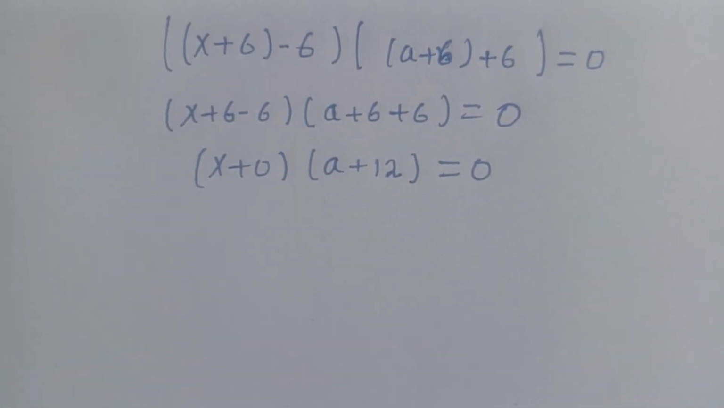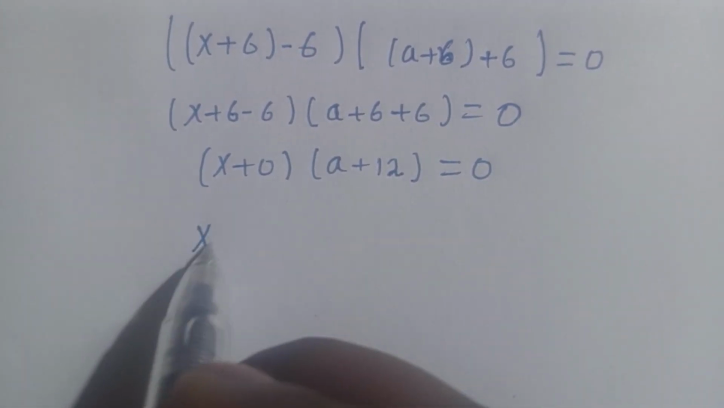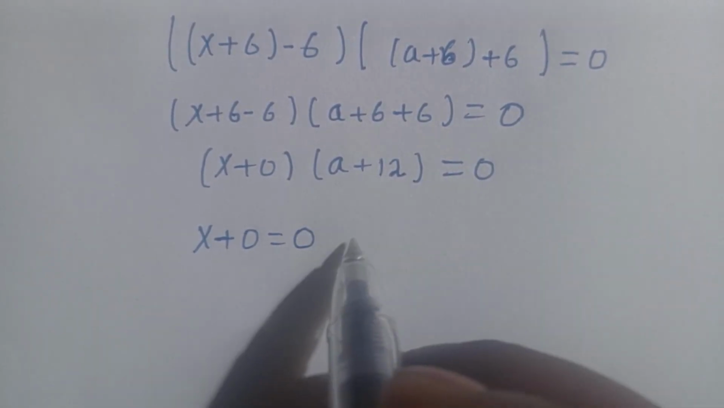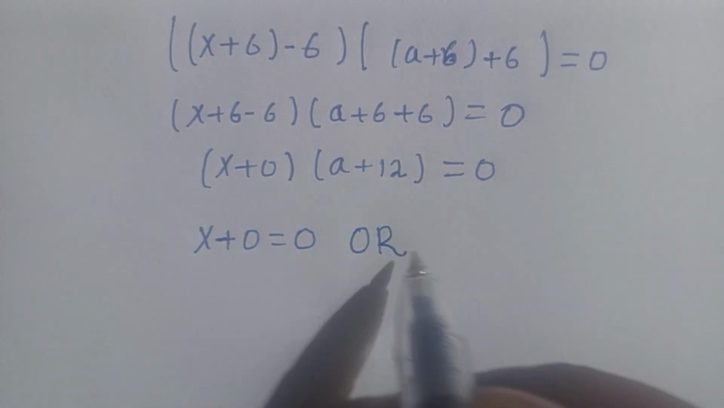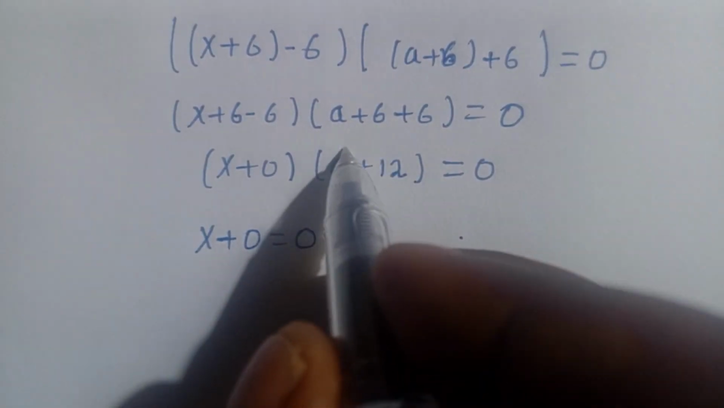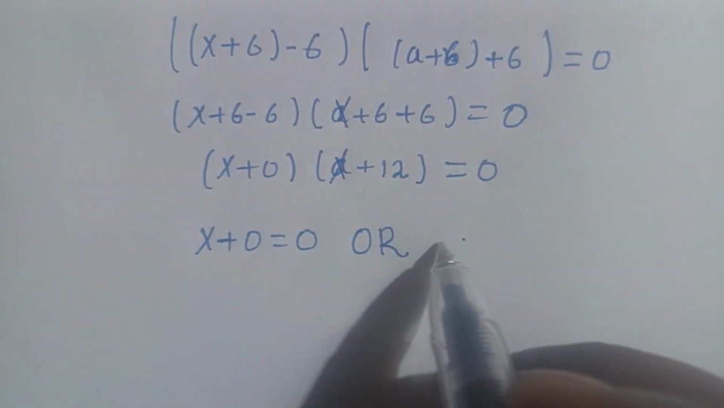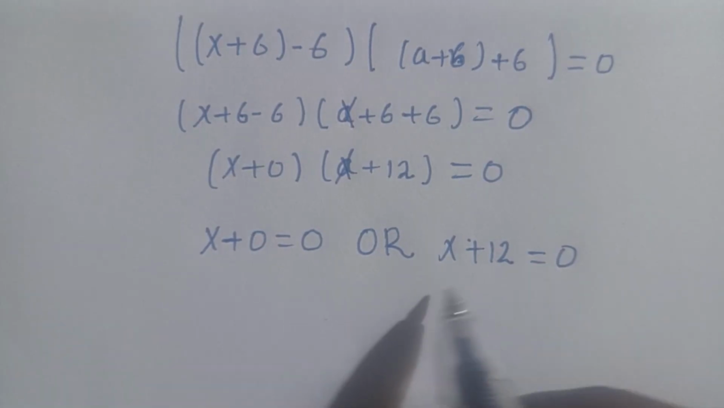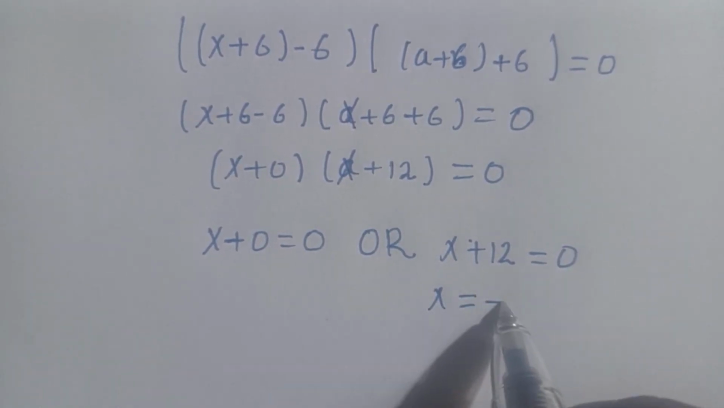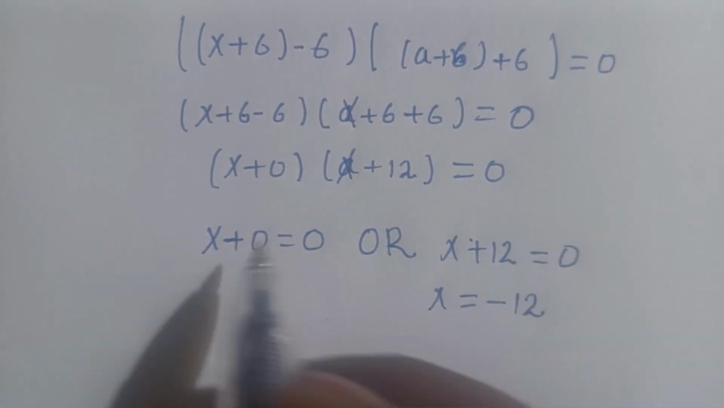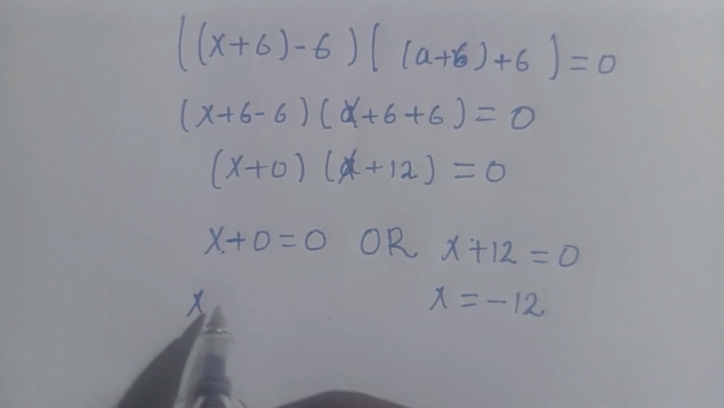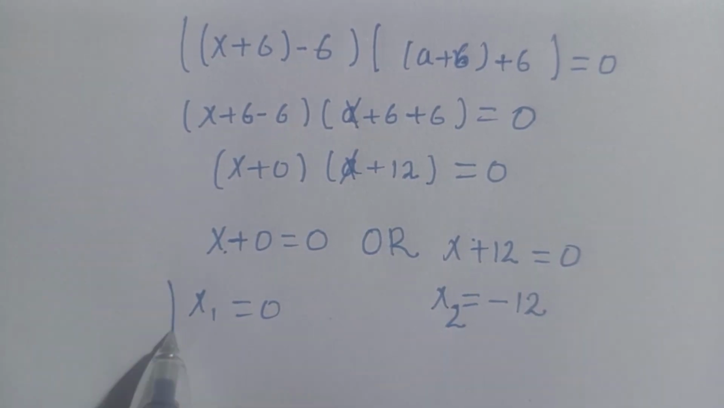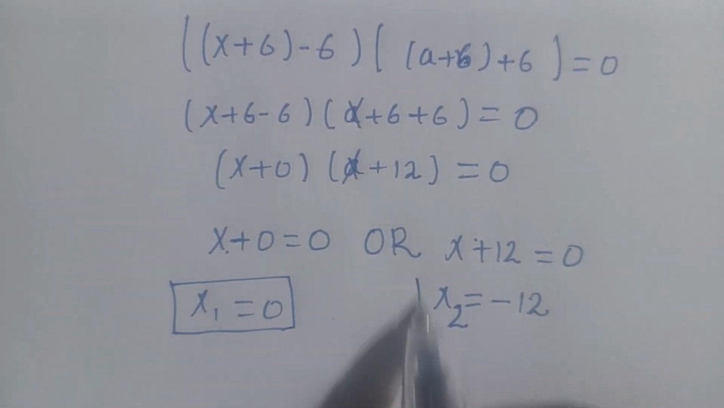x + 0 = 0, or x + 12 = 0. So x = -12. x1 = 0 and x2 = -12 is our solution from method 1.